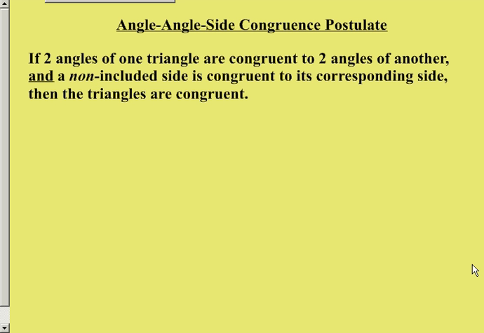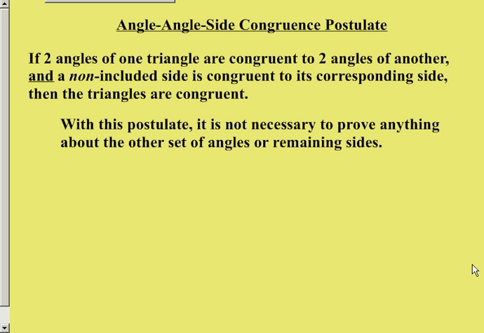So the rule reads, if two angles of one triangle are congruent to two angles of another, and a non-included side is congruent to its corresponding side, then the triangles are congruent. Okay, non-included simply means it's not in between. So the one set of sides that we do know is not going to be positioned between the two sets of angles that we do know. With this postulate, obviously, it is still not necessary to prove anything about the other set of angles or the remaining sets of sides.